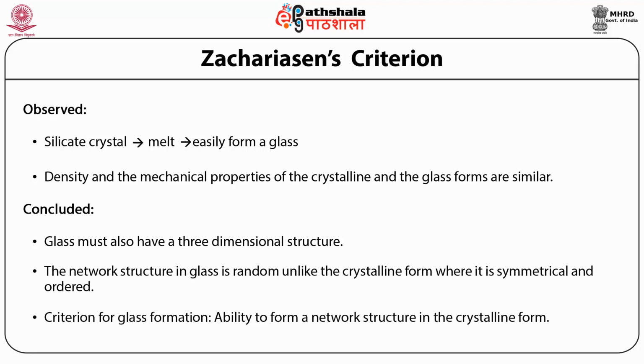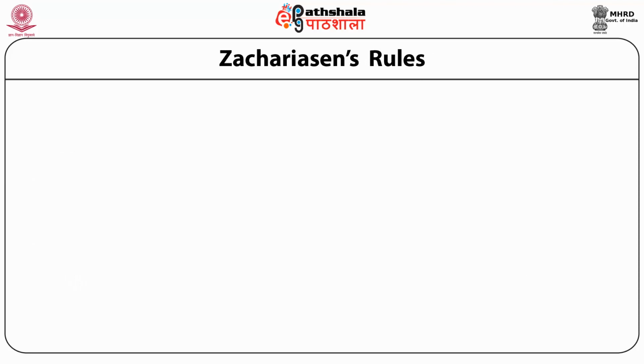The ability to form a network was therefore the criterion he proposed to predict whether an oxide would form a glass or not. So Zachariasen then considered the structural arrangements that would be necessary to form a network structure.